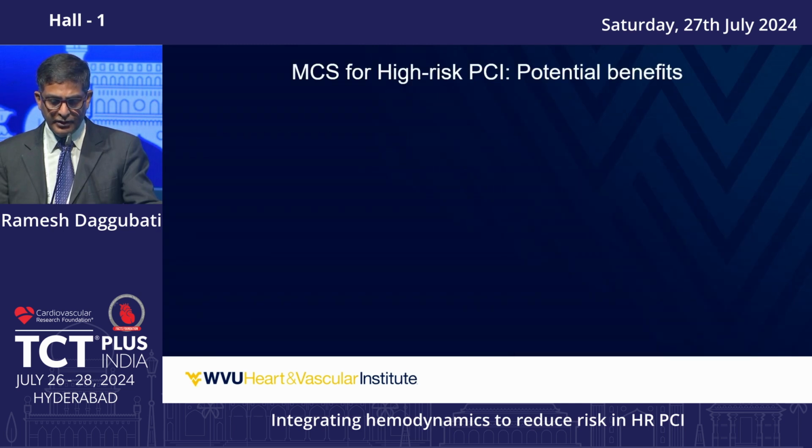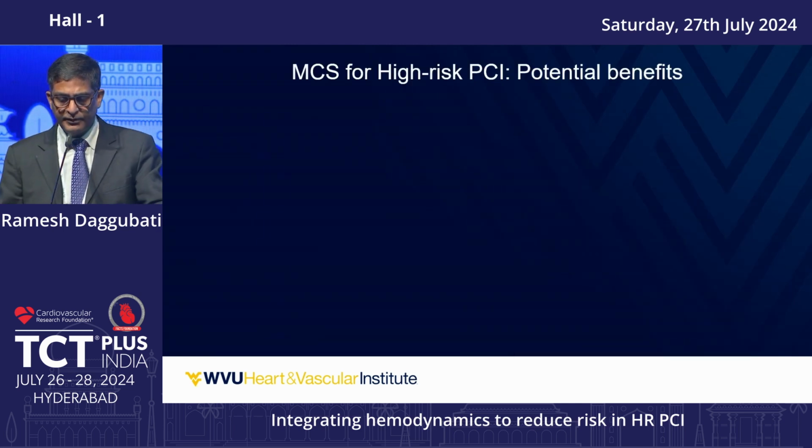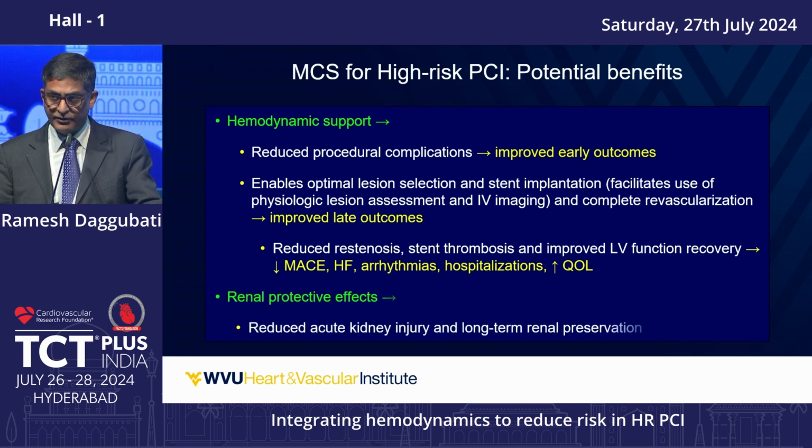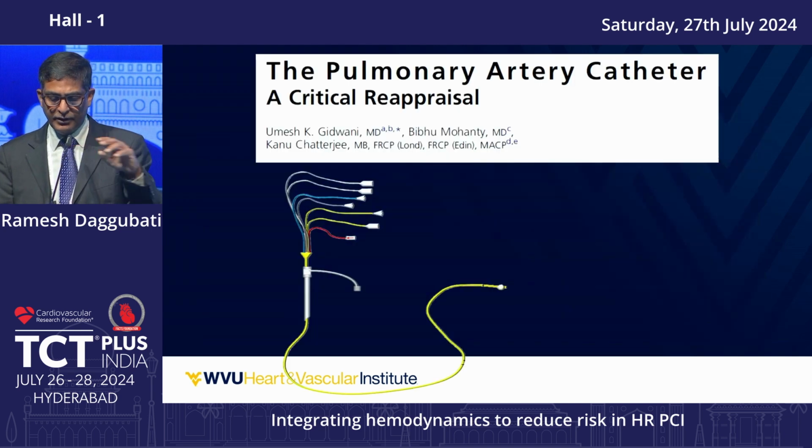So what does MCS do for high-risk PCI? What are the potential benefits? I think reduced procedural complications, improved early outcomes, and it can probably improve late outcomes, decrease MACE and heart failure, reduce hospitalization, and increase quality of life. Probably it also can have some renal protective effects, we don't know. So this is what is being evaluated in PROTECT 4. All these things will be looked at.